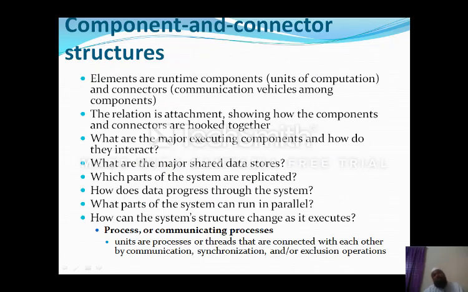Then component and connector structures. The elements are runtime components, which are the units of computation, and connectors, which are communication vehicles among the components.